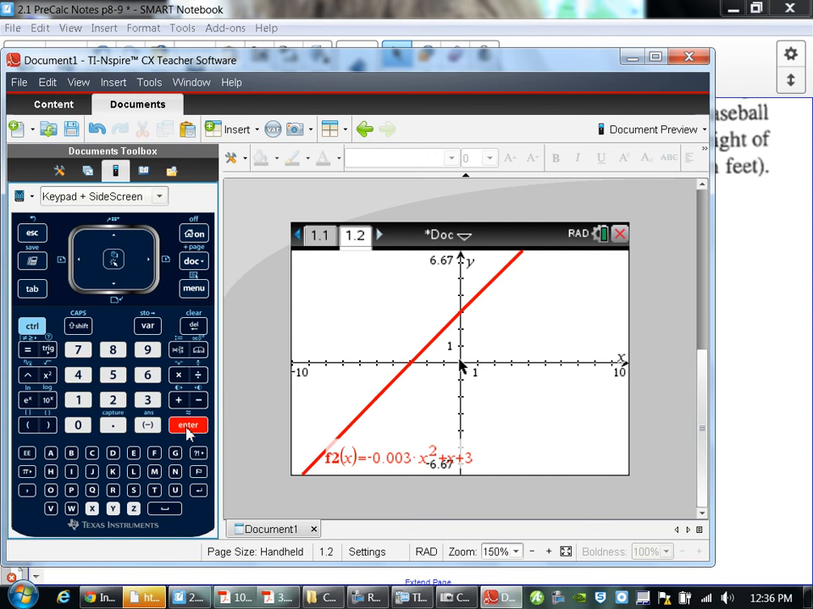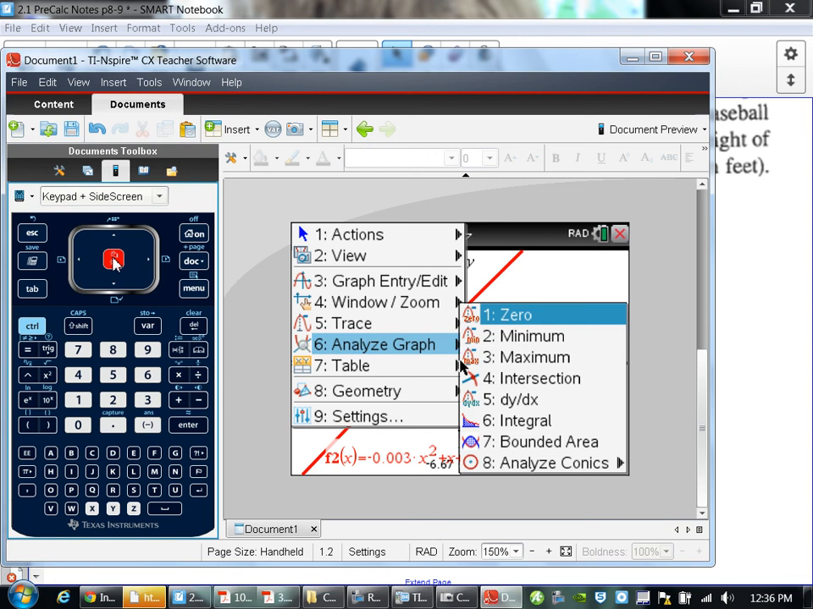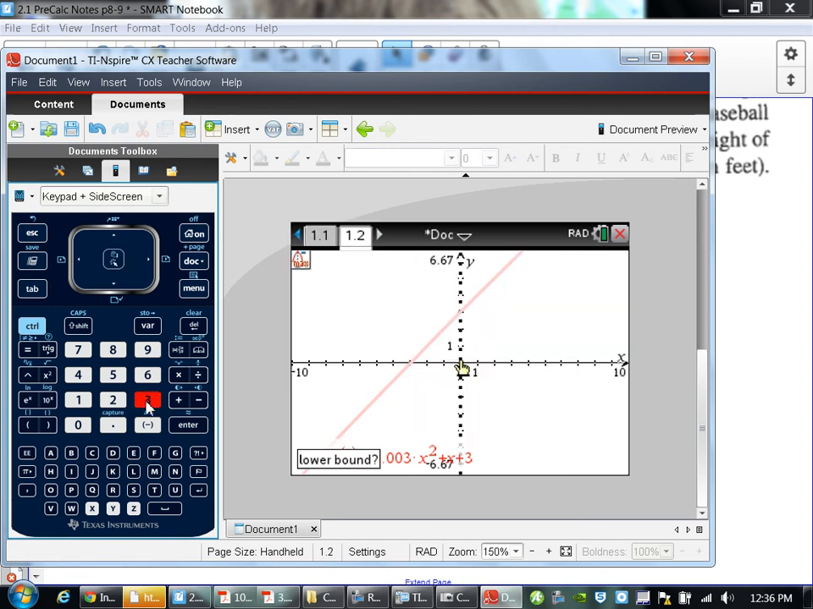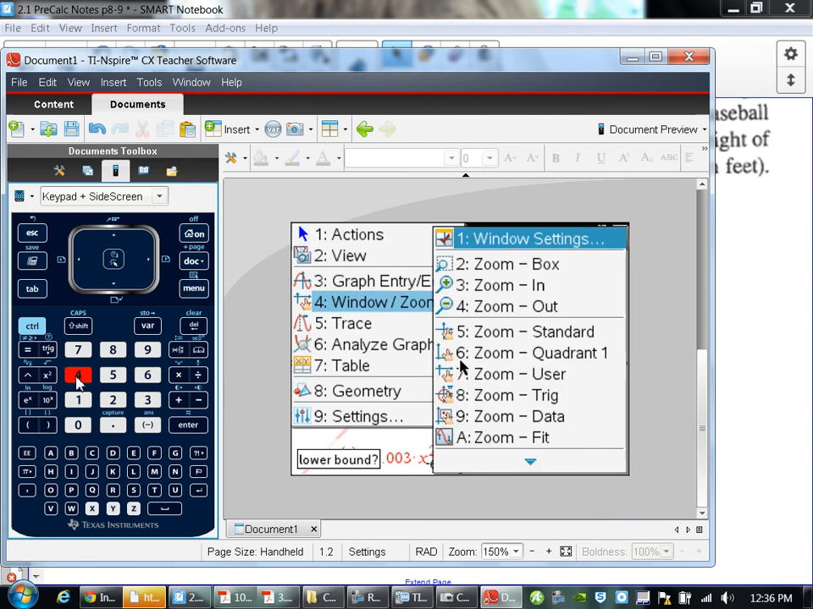All right. So here's what we're gonna do. Go to your menu, and we're gonna go to Analyze. And there's that maximum value again. You're gonna need to change the windows. Remember how you guys changed your windows in the old calculator? This one's just a button to press.